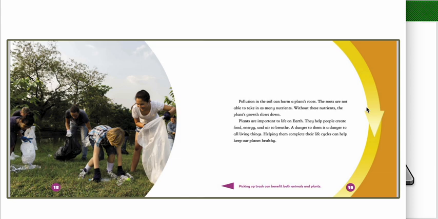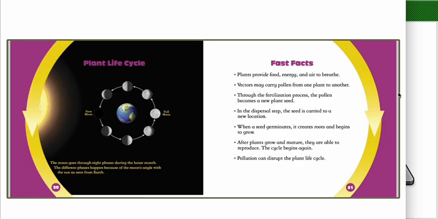And plants are important to life on Earth. They help people create food, energy, and the air to breathe. A danger to them is a danger to all living things. Helping them complete their life cycle can help keep our planet healthy. So, the plant life cycle.